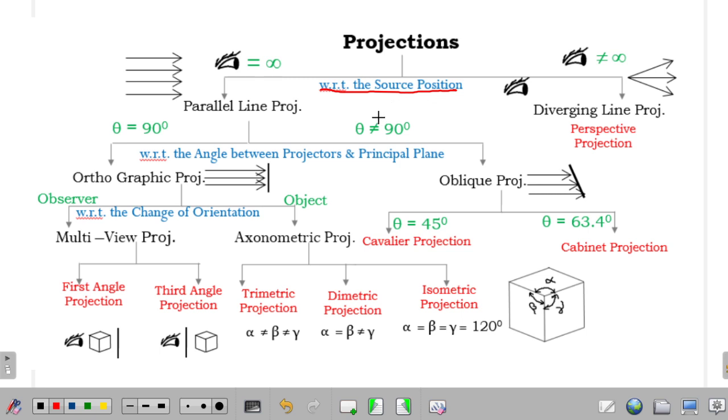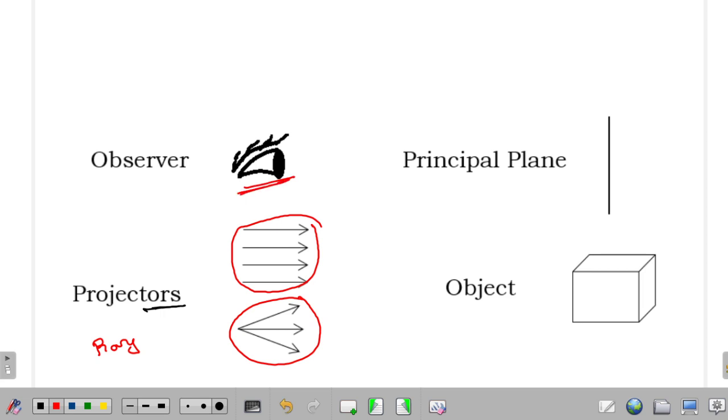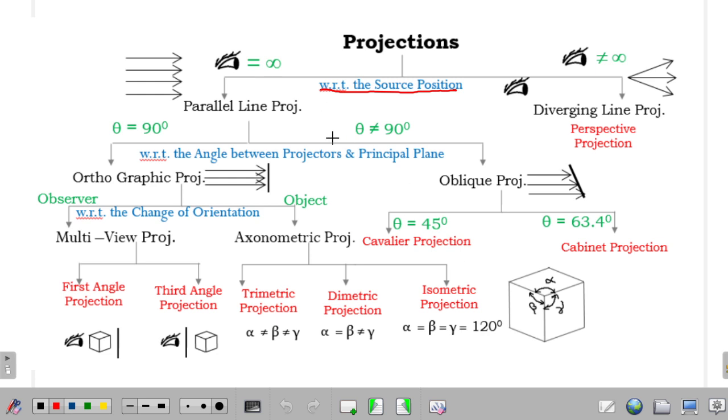Here we can classify the projections based on a few elements. One is the observer's position, another is the principal plane with respect to projectors, another is object nature. All those things you can learn here. So the first one is with respect to the source position. Source is nothing but observer. If the observer is at infinite distance, then it is called parallel line projection.